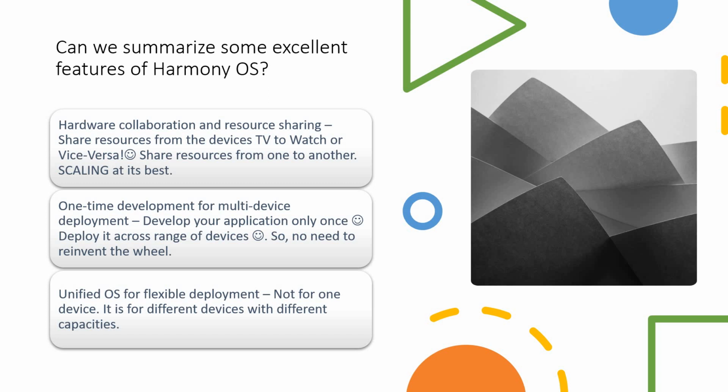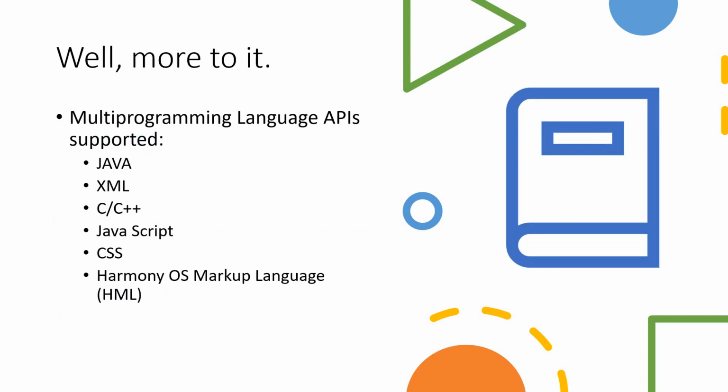So, 3 features I told you. The first one is hardware collaboration and resource sharing. The second one is one-time development for multi-device deployment. The third one is unified OS for flexible deployment. All these 3 make your Harmony OS the best, and certainly you can learn it.